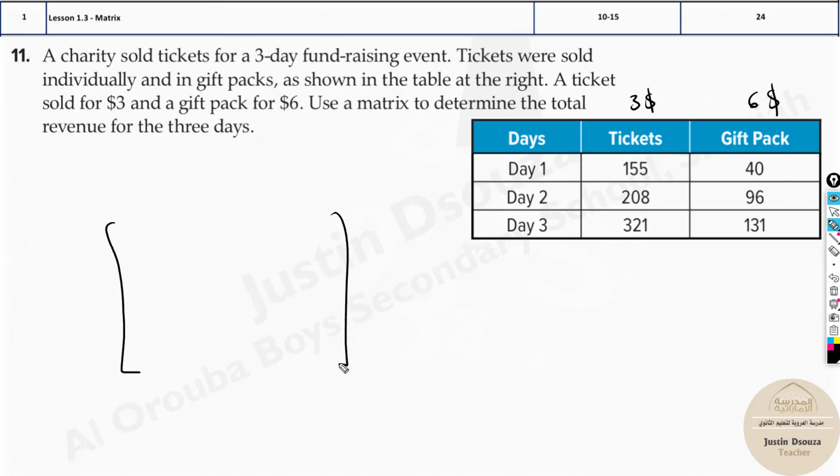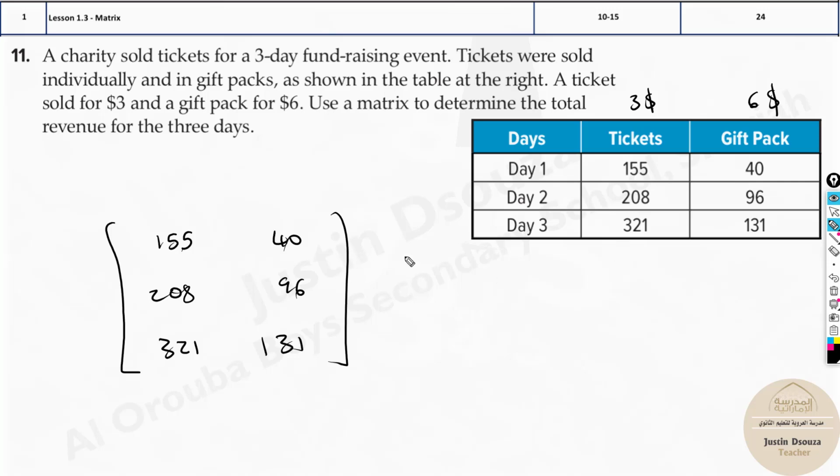Now over here there are 3 rows and 2 columns. That's right, 155, 208, 321. And over here it's 40, 96, 131. Now what we basically do over here is add the columns because they clearly told us to find the total revenue in 3 days, right? There are methods. You can even do matrix multiplication to get this. You can do matrix multiplication, but I don't want that because it's just complicating. I think you will have problems on that in the coming topics.